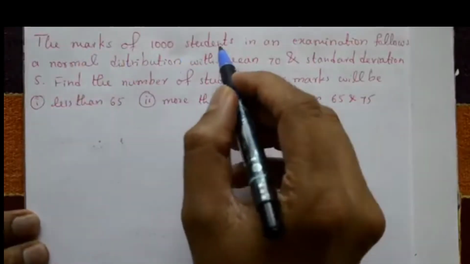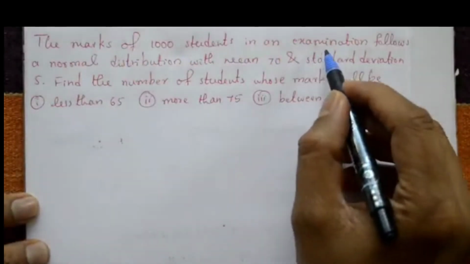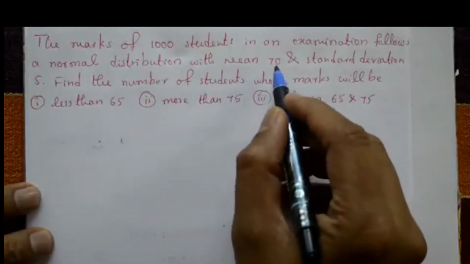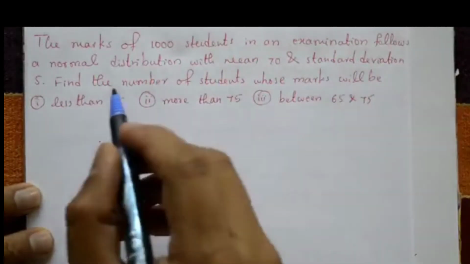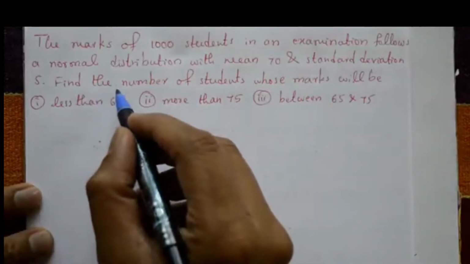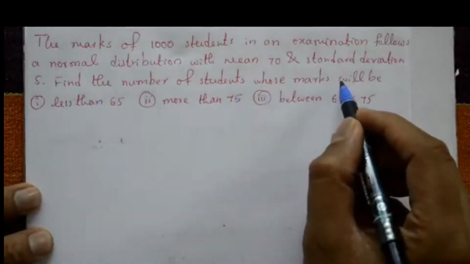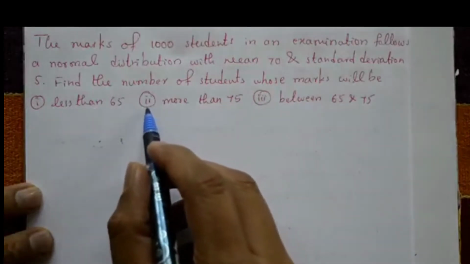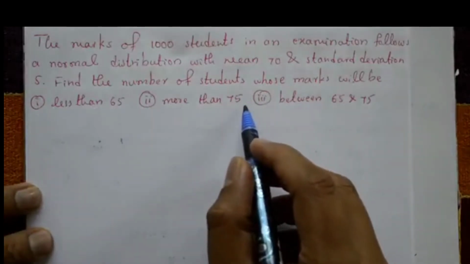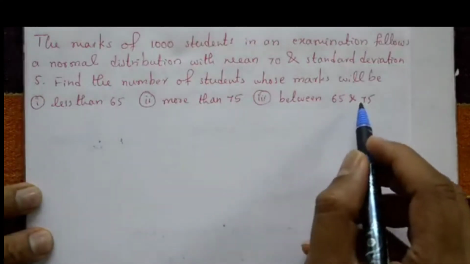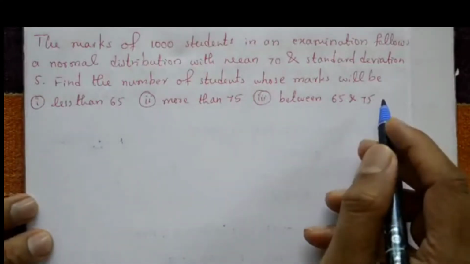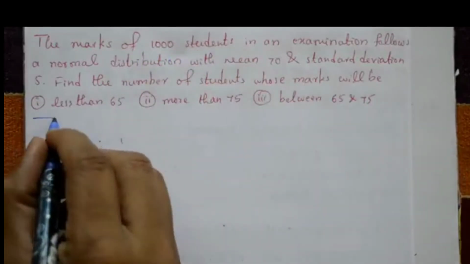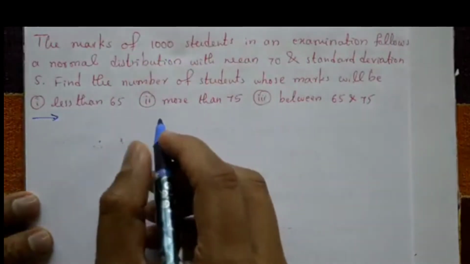The marks of 1000 students in an examination follow a normal distribution with mean 70 and standard deviation 5. Find the number of students whose marks will be: case 1, less than 65 marks; case 2, more than 75 marks; case 3, between 65 and 75 marks. Okay, this is 1000 students. Now, the solution. This is a normal distribution.